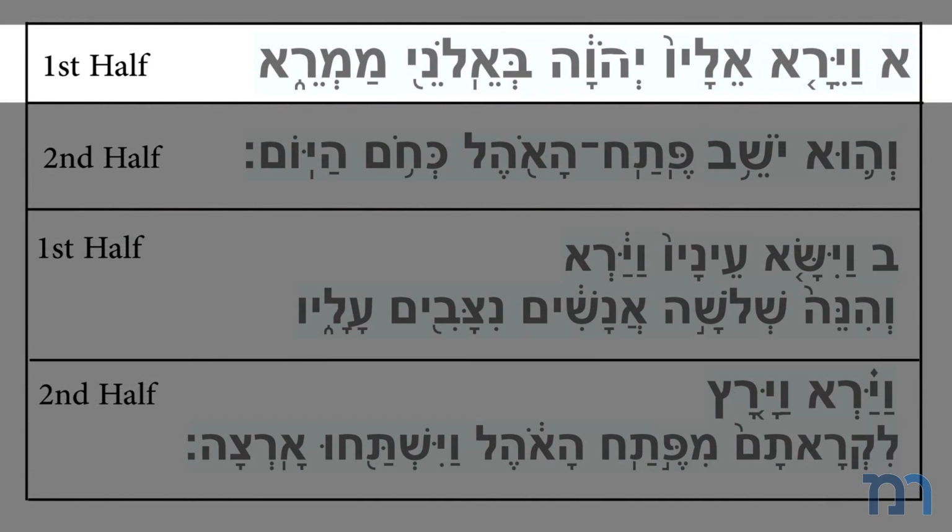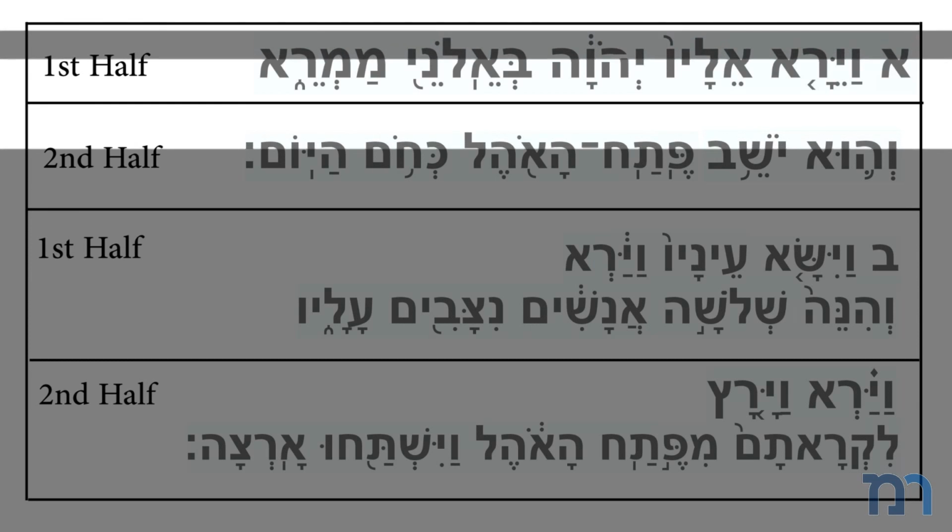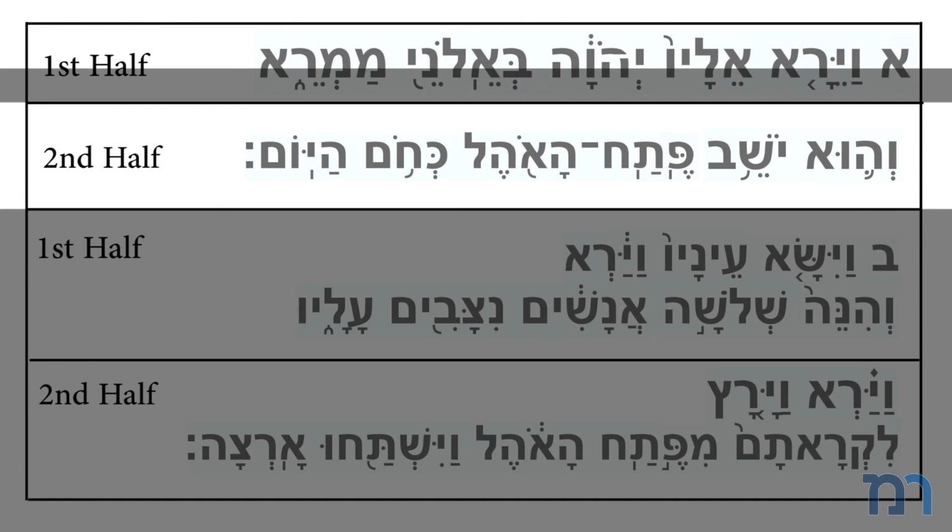Vayeira elav Hashem eloni mamrei. That's saying what? Hashem is appearing to Avram. Who's the subject of the first half of the pasuk? Who's doing the action? Hashem. Hashem is appearing to Avram. Then the second half of the pasuk says, "V'hu yoshev pesach ha'ohel kechom hayom." Who's the subject? Avram. Two different subjects, two complete sentences, two completely different things. One is what Hashem did, one is what Avram did.